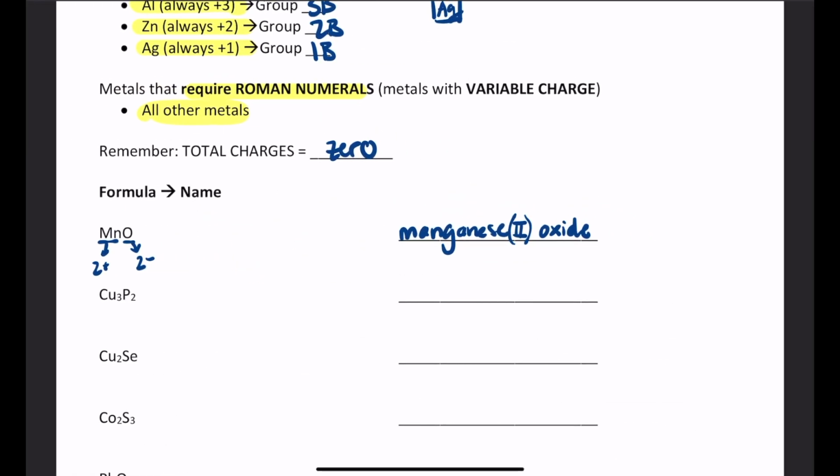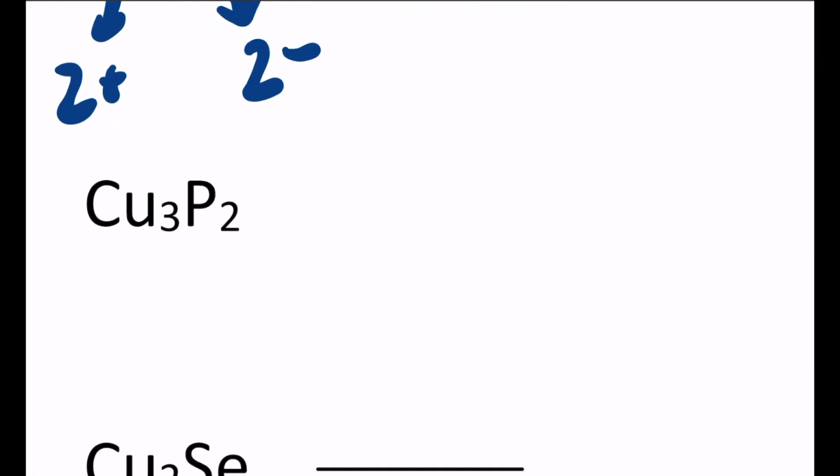All right, next one here. This one actually starts getting a little bit more complicated, but you just got to keep track of your numbers and you should be fine. So for Cu3P2, once again, Cu, or copper, is something we don't know the charge of, but we can figure it out by looking at the anion, the phosphorus. So phosphorus is in group 5A. So 5A nonmetals tend to gain 3 electrons and have a 3- charge.